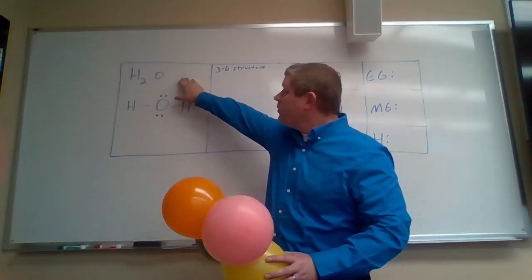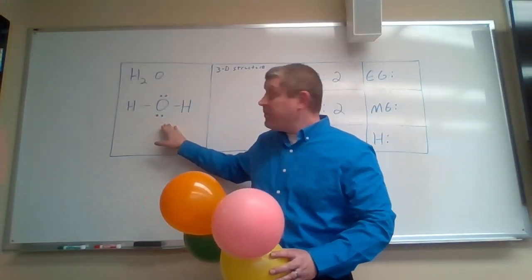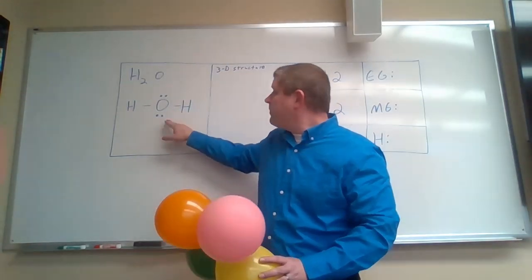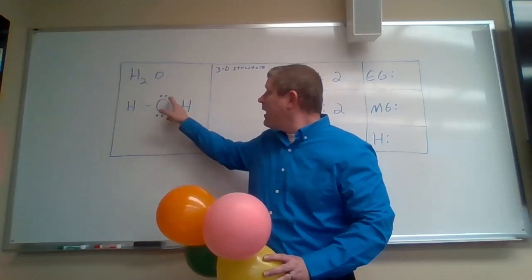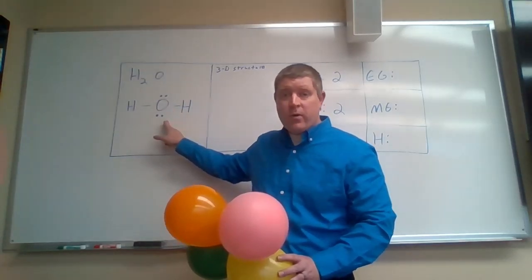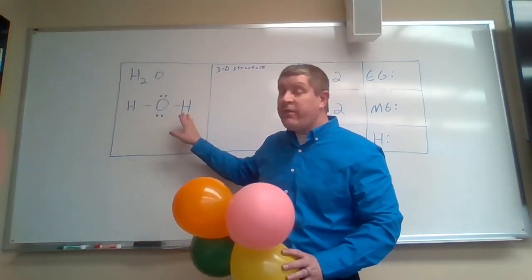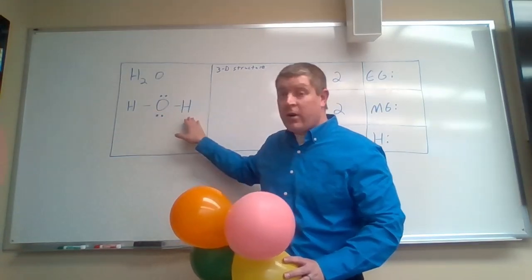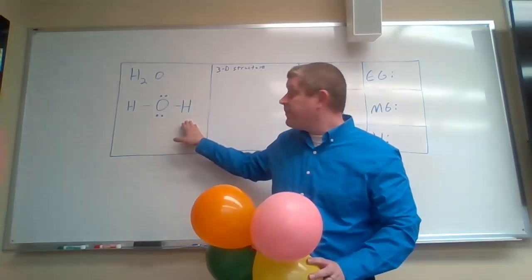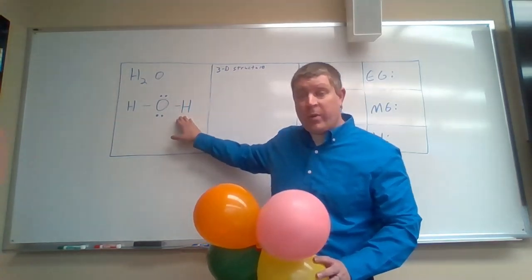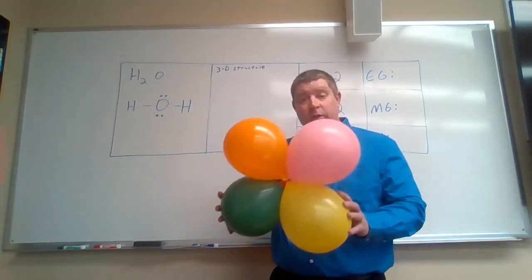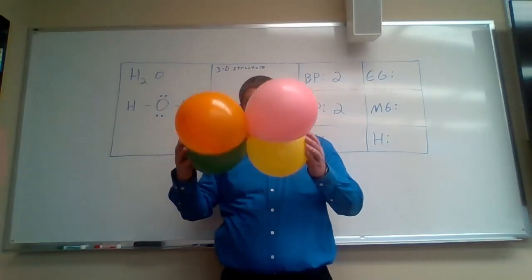We have H2O, so we have two hydrogen atoms, one oxygen atom. In the center, we have the oxygen atom. We have two bonding pairs, one bonding pair for each hydrogen, and we have two lone pairs for the oxygen. Now, I've drawn this so that the two hydrogens are 180 degrees apart from one another, and the two lone pairs are at 90-degree angles to those bonds. So that would look something like this.